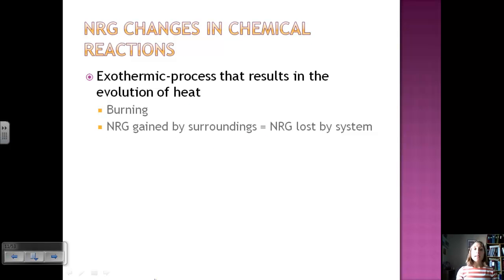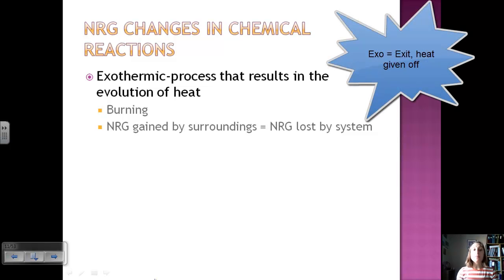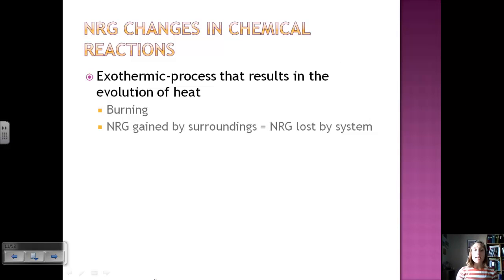Okay, there are two directions that energy can flow. First is exothermic. This results in the evolution of heat, or the giving off of heat. So burning, you can feel heat being given off to the surroundings. So this means that energy is gained by the surroundings and it is lost by the system. So if we're referring to the system, if that's what we're interested in, this would be negative.